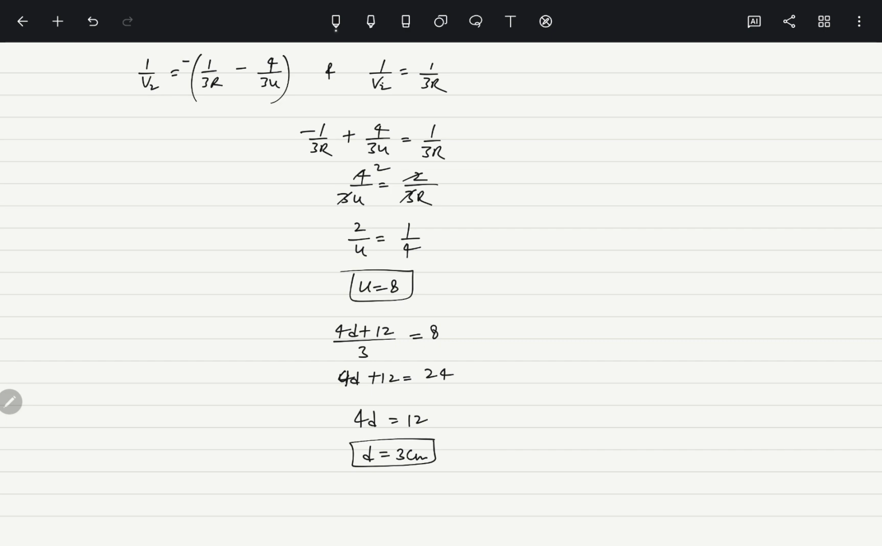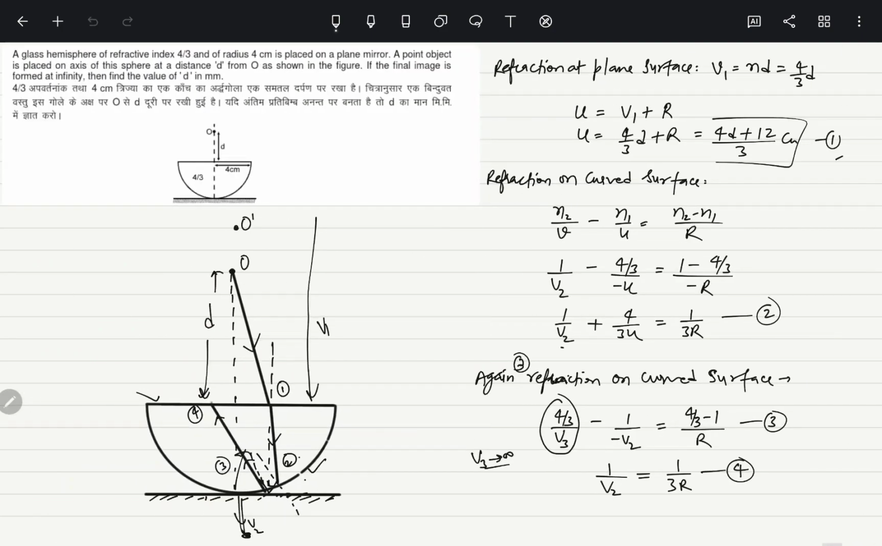Okay, I told you in the beginning that I am taking d in centimeters. So d is coming as 3 centimeter. But if you want to give the answer in millimeter, then d will be equal to 30 millimeter. Okay, so this is the answer of this question. I hope you understood. Thank you.